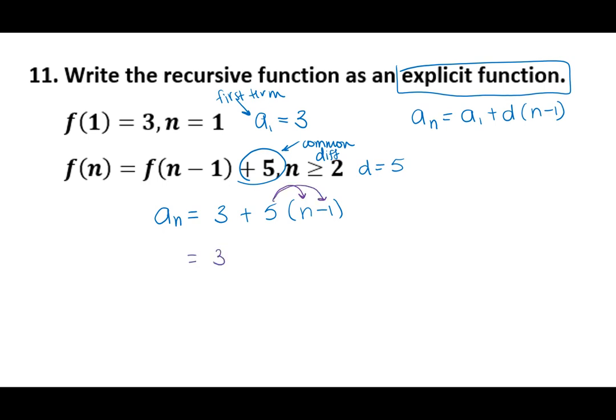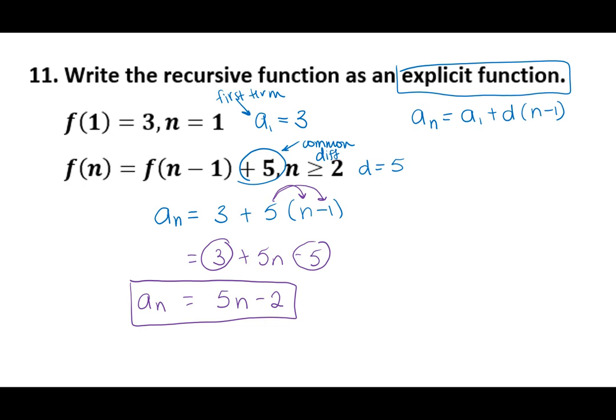This is 3 plus 5n minus 5. Combine like terms, 3 and negative 5, that is negative 2. So a_n equals 5n minus 2.